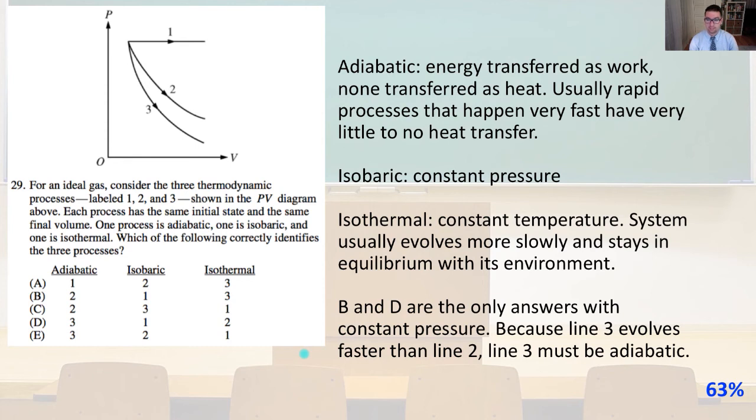Well, adiabatic means the energy transferred is work and none is transferred as heat. So it's usually a rapid process that can happen very fast, and it has very little to no heat transfer. Isobaric is constant pressure, isothermal is constant temperature, and in a constant temperature isothermal process, the system usually evolves more slowly and stays in equilibrium with its environment. So B and D are the only answers with constant pressure. Because line 3 evolves faster than line 2, line 3 must be adiabatic. So therefore, that is answer D.